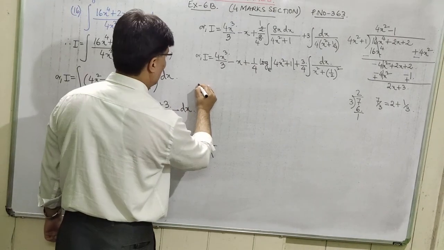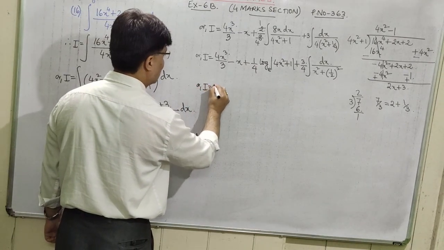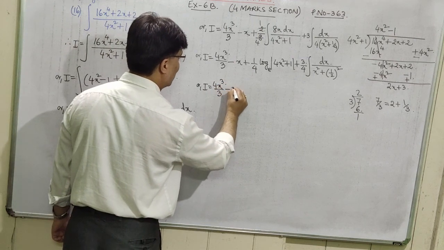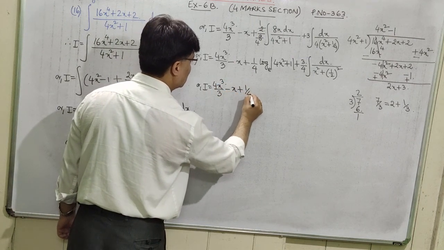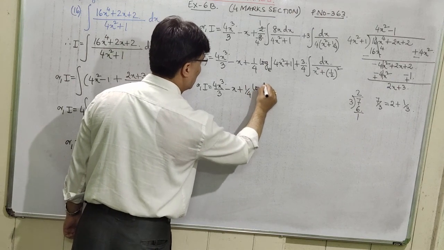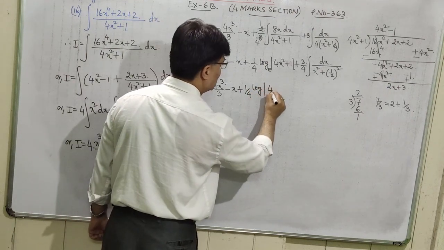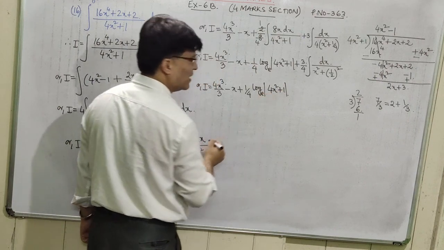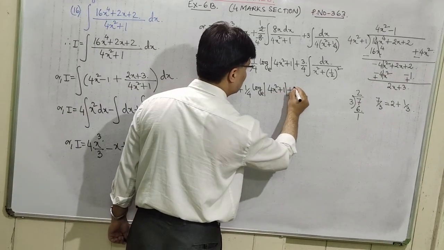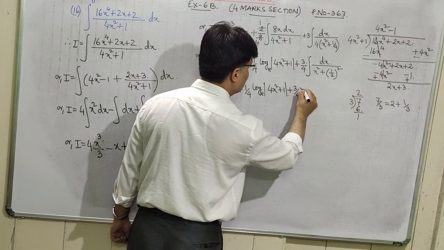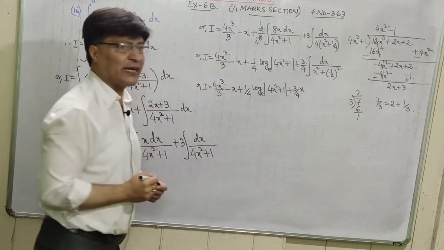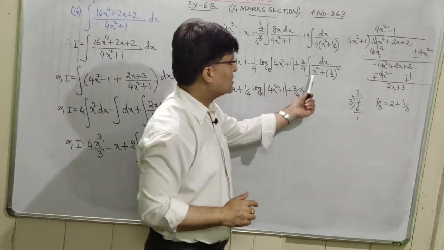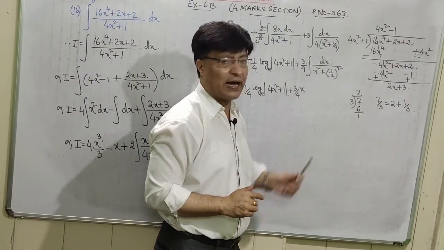Okay, so now it is I is equal to 4x cubed by 3 minus x plus 1/4 log within mod 4x square plus 1, mod sign closed, the base is e, plus 3 by 4 is constant, you have to write it, into. So this is the standard form number 1. So this is, instead of x there is x, instead of a there is half.